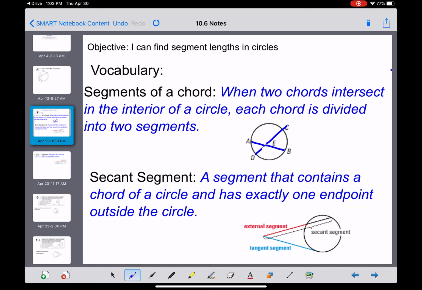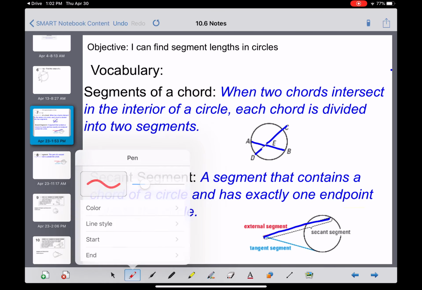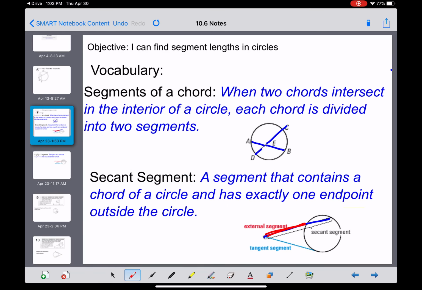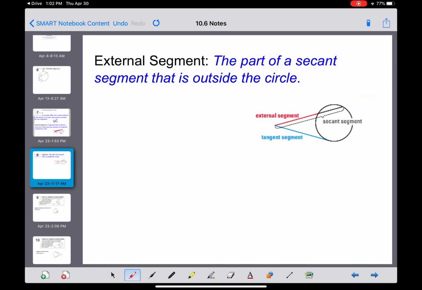The secant segment is a segment that contains a chord of a circle and has exactly one endpoint outside the circle. So a secant line intersects the circle twice, but the secant segment is this part, and then the external part of the segment is this part, which we'll write down in a second here. The tangent segment over here touches the circle at one point and it intersects that external segment. Okay, so the external segment is the part that's outside the circle, so just this part of the line.